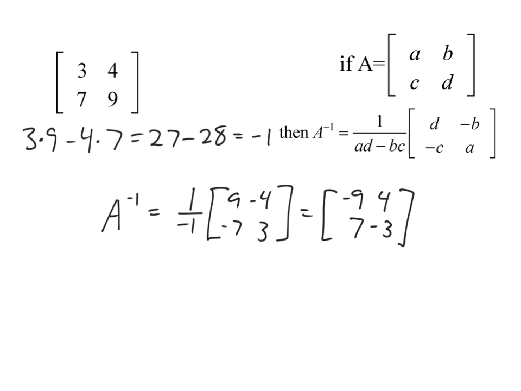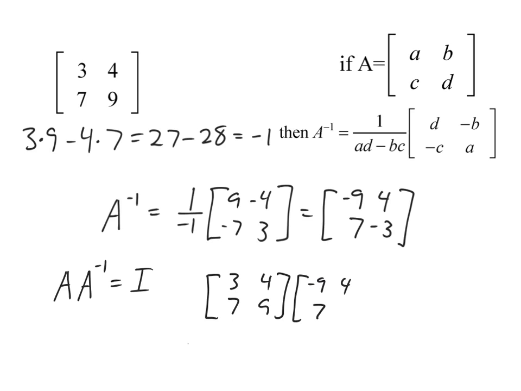But I'm going to show that this actually is an inverse. I know that if I take A and multiply it by my inverse, it will give me my identity matrix, which is that 1, 0, 0, 1 matrix. So let's see if that really is true. I have A, which is 3, 7, 4, 9, and we're going to multiply that by my inverse, which is negative 9, 4, 7, negative 3. Now to multiply matrices, remember it's this times this to give me that first one, this times this to give me the second one, this times this, and this times this.